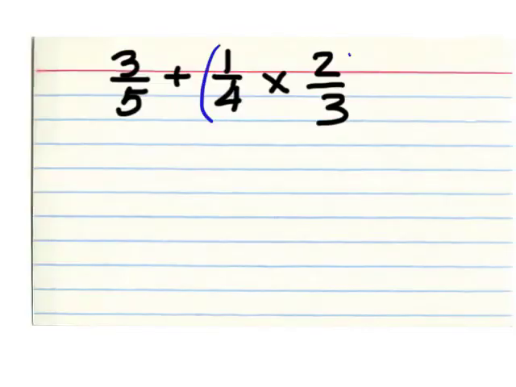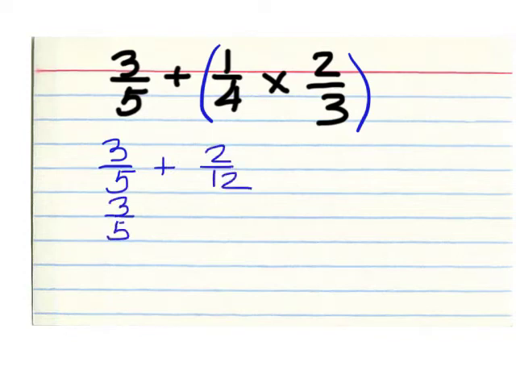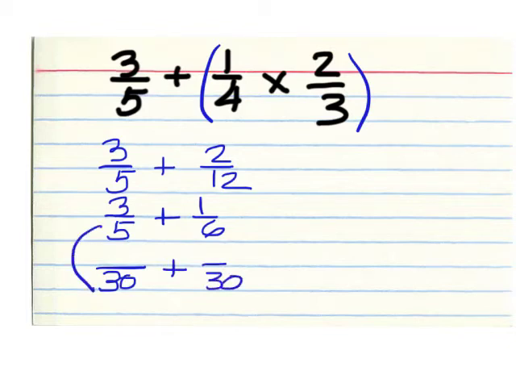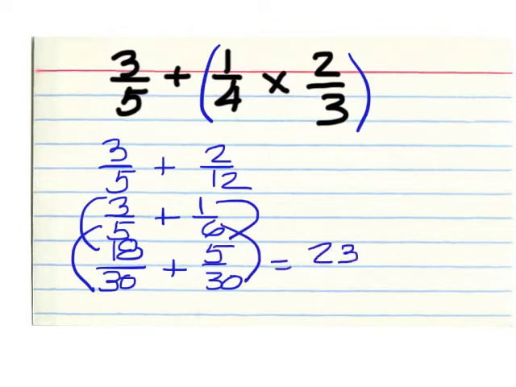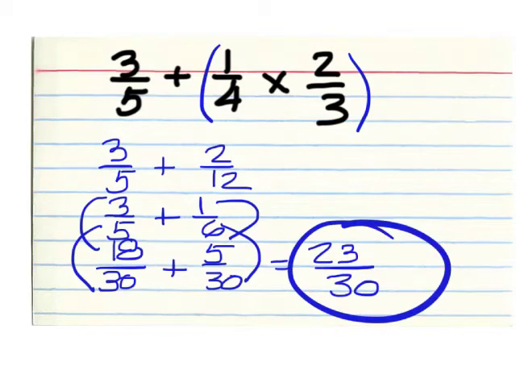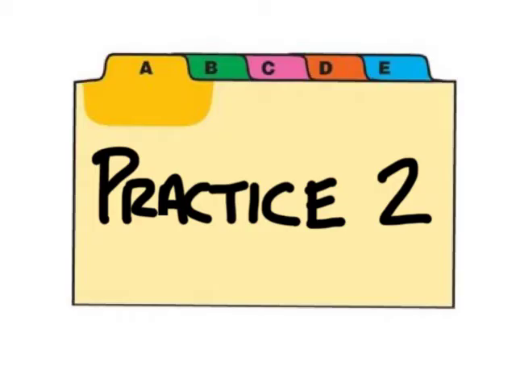Practice 1 solution. You have to start with the multiplication and come up with 2 over 12. And you can reduce that to 1 over 6. And then the common denominator would be 30. You're multiplying by 6 here, so that's where we get the 18, and by 5, so that's where the 5 comes from. So you should end up with 23 over 30.